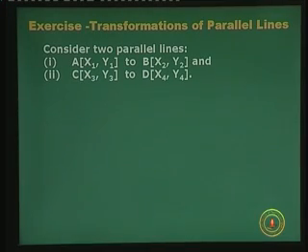So, let us consider two parallel lines as given in this screen. One runs from A to B with coordinates x1, y1 to x2, y2 as given in this screen here, and the second line runs from C to D, coordinates x3, y3 to a point x4, y4. That means there are two lines AB and CD, and I want to transform these lines by a general transformation matrix A B C D.